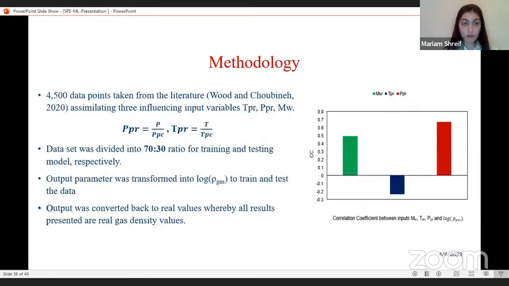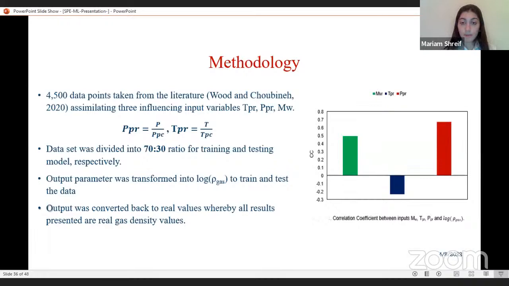For the data set, we had 4,500 data points that represented the three influencing variables. The pseudo-reduced pressure is equal to the pressure over the pseudo-critical pressure. And then we divided the data into a 70 to 30% ratio. So 70% was used for training, and 30% was used for testing.